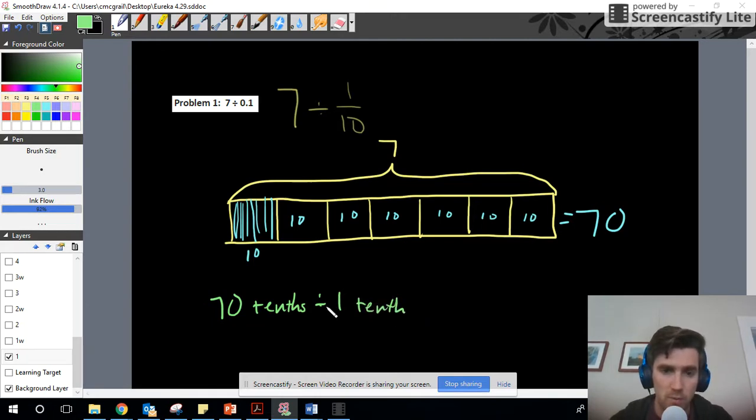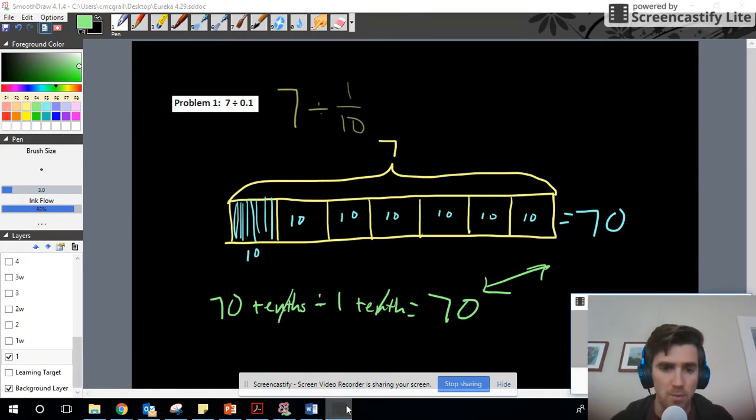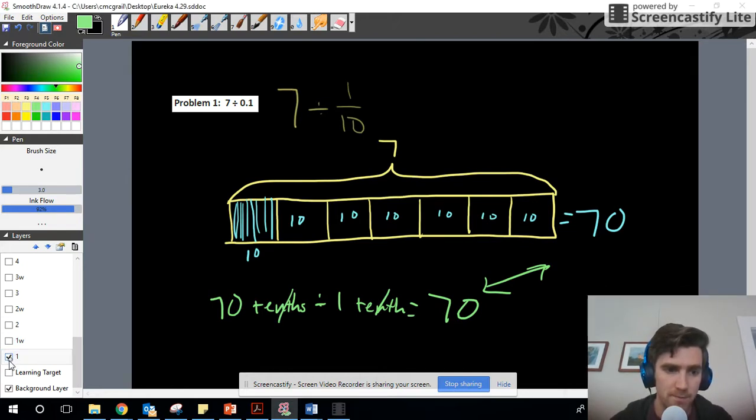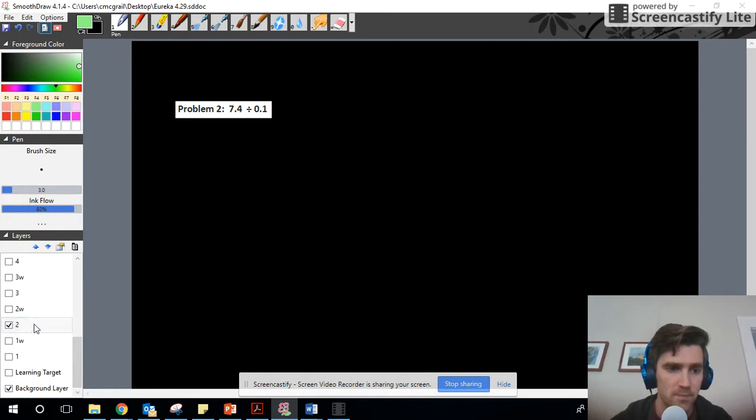Now, here's a really important trick. Anytime your units match, tenths and tenths, you can actually ignore them. 70 divided by 1 equals 70. So that's actually 2 ways that you can get your answer of 70, and they are both perfectly good. So you're going to think about which works best for you while we move on to problem number 2.